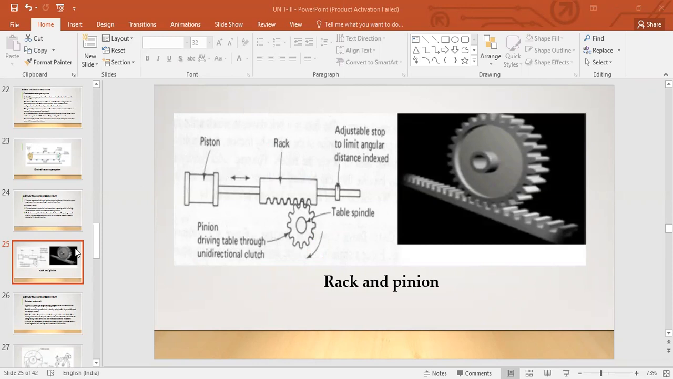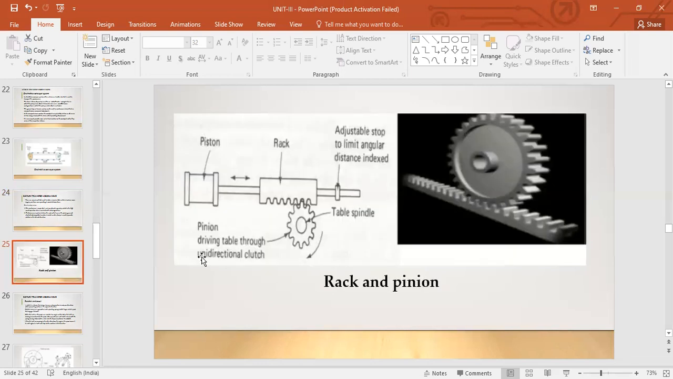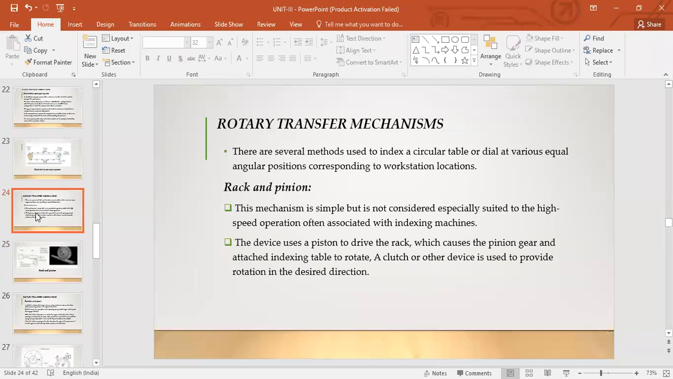So that's how it works. The device uses a piston to drive the rack, which causes the pinion gear and attached indexing table to rotate. A clutch or other device is used to provide rotation in the desired direction, as I explained. A unidirectional clutch will only permit the rotation of this table in one direction. So that's how you achieve a rotary mechanism using rack and pinion.